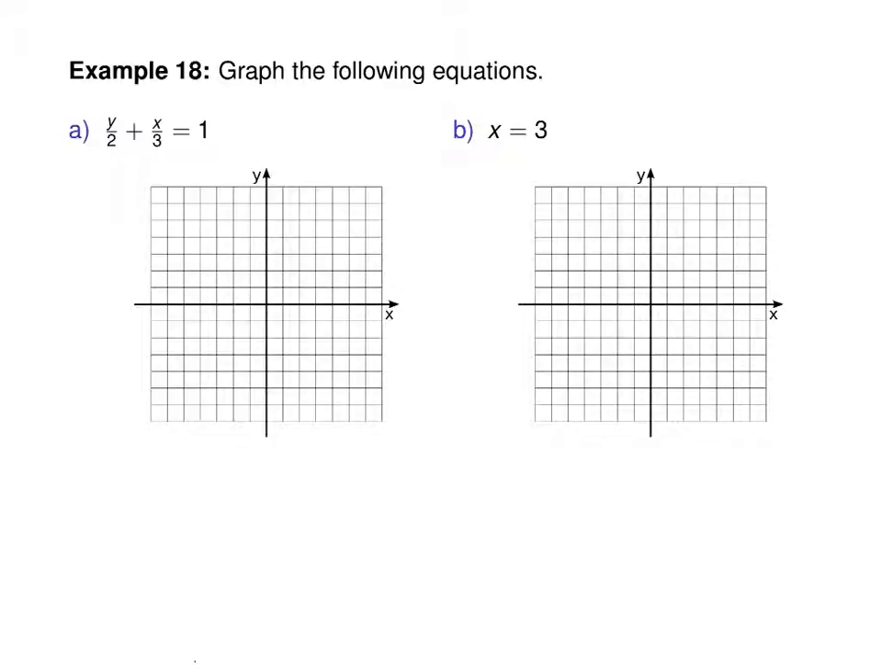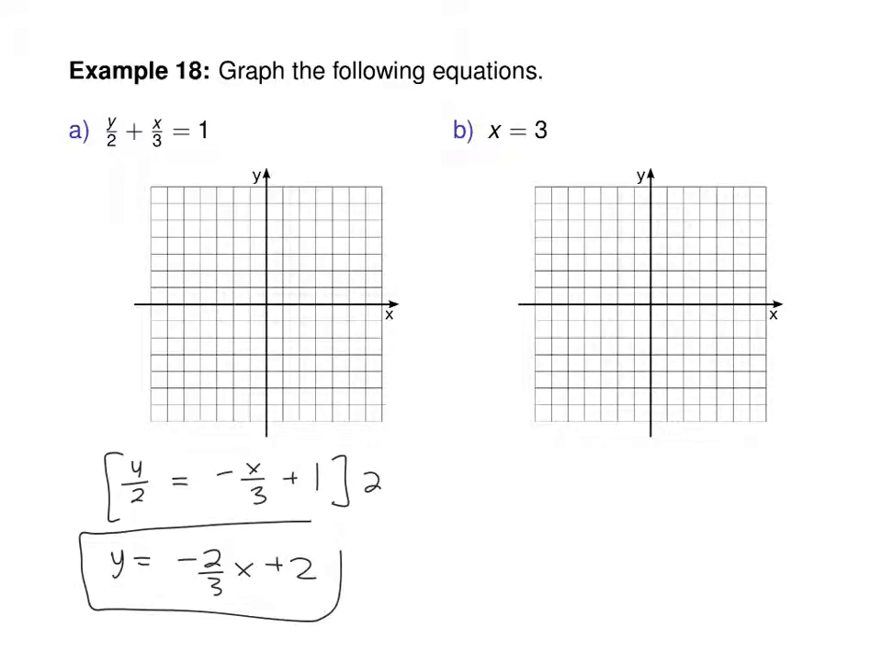Alrighty. So y over 2 plus x over 3 equals 1. So this actually is a line. You just have to get it into y equals mx plus b form. So how about we first take away the x over 3? So y over 2 equals negative x over 3 plus 1. How might you get the y by itself after doing that? Times by 2. So that's y equals negative 2 over 3 x plus 2.